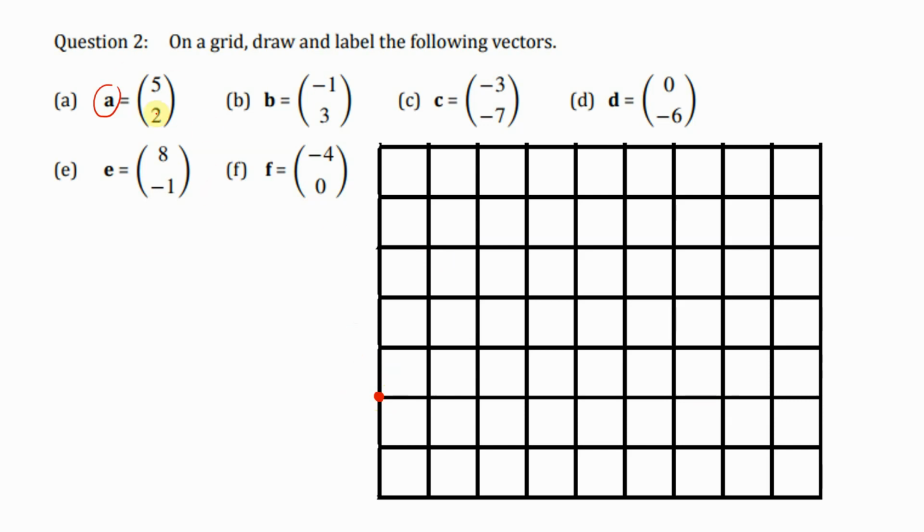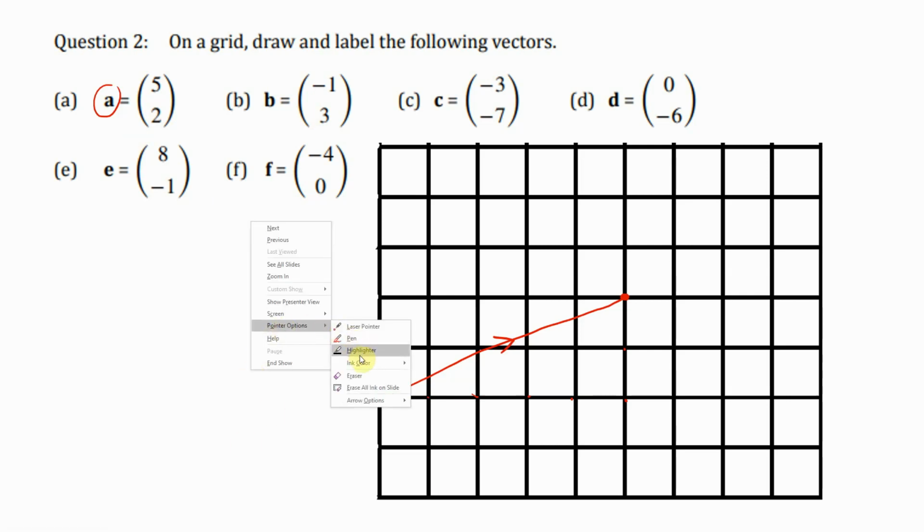It's not a coordinate, it's not like it has to be 5, 2 on the grid. You've just got to go 5 to the right and 2 up. So 1, 2, 3, 4, 5 and 2 up. And your arrow. Always remember the arrow. I'll just do 2 more. Not in a particular order, I'm going to pick out ones that I don't think we've covered yet.